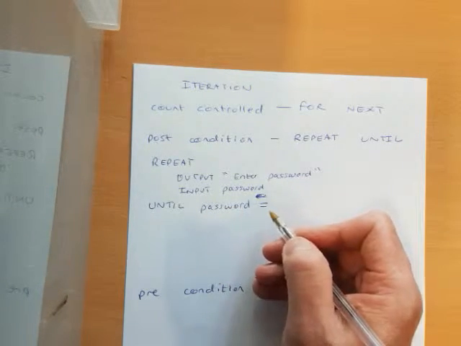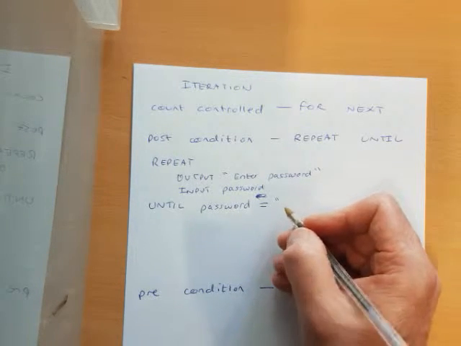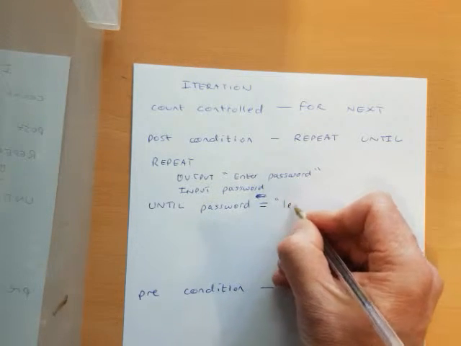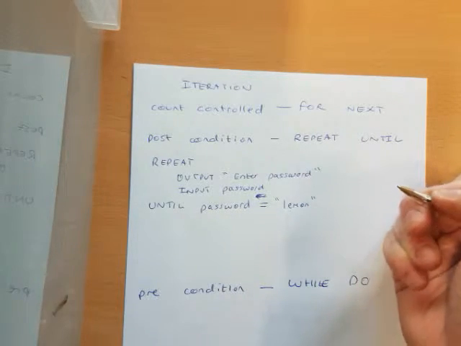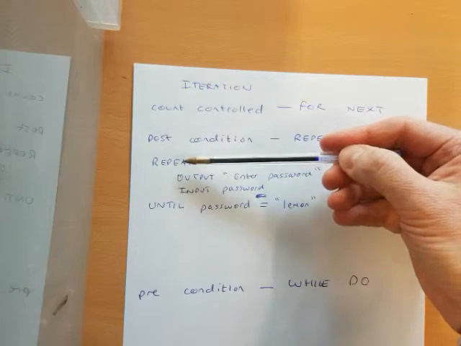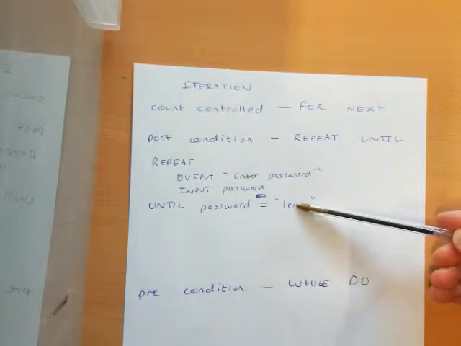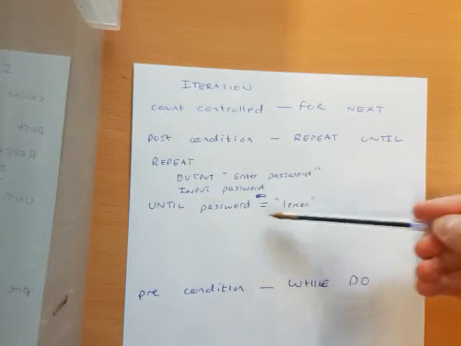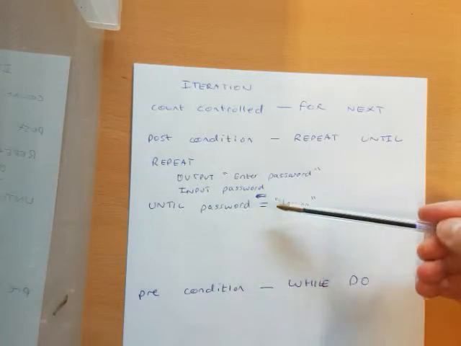So in our pseudocode we're using a single equals to tell whoever's looking at this that this is a comparison. So until password equals lemon, not a very strong password, but it'll do for this. So this program will keep this going until password equals that. Okay, so that's what we call a post condition loop. So this will always run once until this is met.